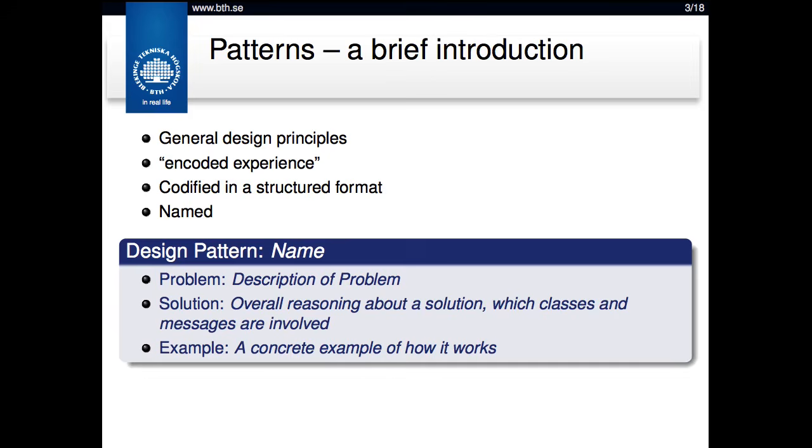We know that there will be a problem description. We know that there will be a description of a solution, and there will usually be an example and a few other things, like consequences of using this particular design pattern. They have a name, and this is important because when we talk about our design, we can talk about groups of classes that belong together in a design pattern.